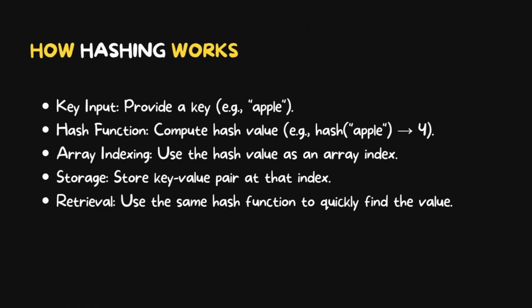Here's a step-by-step breakdown of how hashing works. Key input. You provide a key like the word apple. Hash function. The hash function converts the key into a hash value like 4. Array indexing. The hash value becomes the index in the array. Storage. The key value pair is stored at the index. Retrieval. When you search for the key, the hash function computes the same index, giving you direct access to the value in constant time.